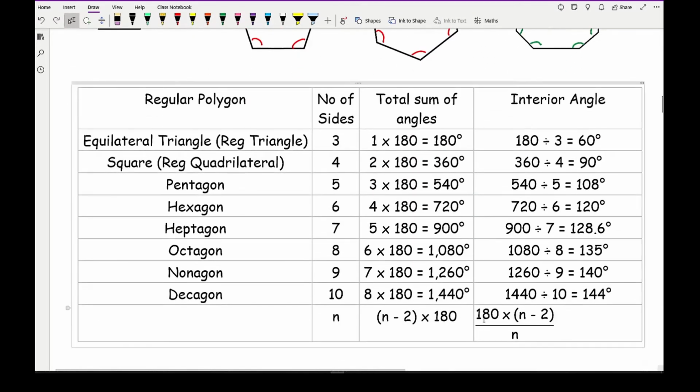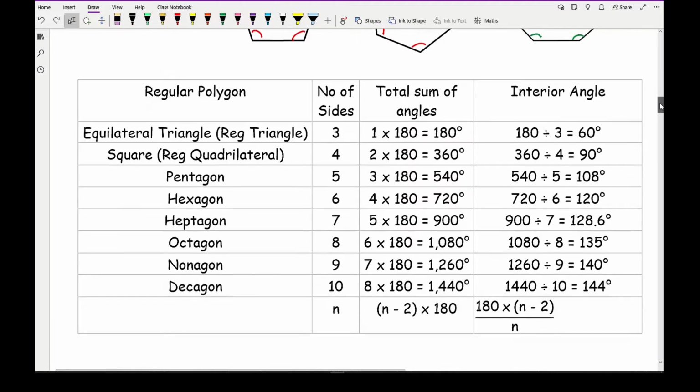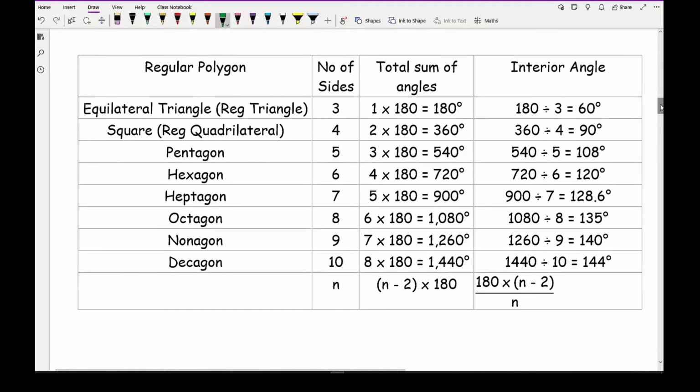So to work out what the interior angle is going to be for a regular shape, and it's important that we establish the word regular, because these are not the interior angles of any polygon, it's only of regular polygons. So in an equilateral triangle, which is a regular triangle, each angle is going to be 60. Here, from the number of sides, we can work out the total of the angles, using the previous method that we showed earlier. So in a triangle, they all add up to 180. There are 3 angles in a triangle, so we do 180 divided by 3, which gives me 60 degrees.